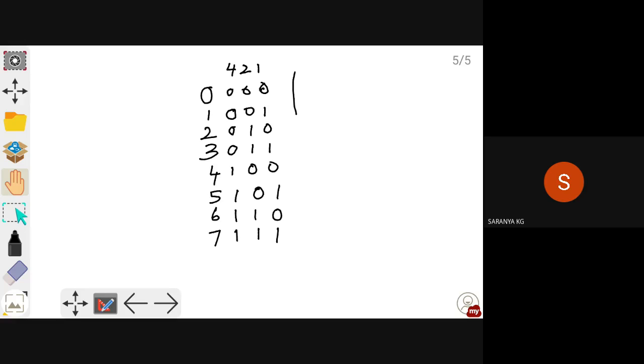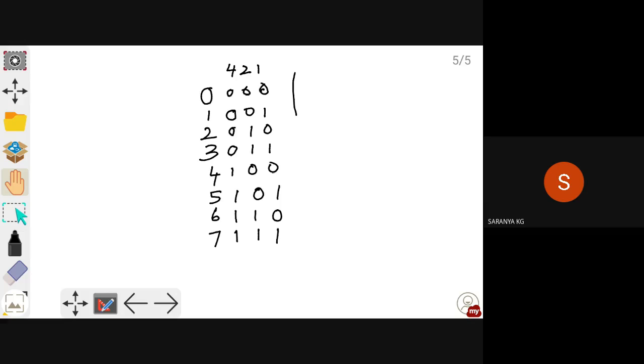If you practice, then automatically you will be writing 0, 0, 0, 0, 0, 1, 0, 1, 0, 0, 1, 1, 100, 101, 110, 111. You need not write 4, 2, 1 and then find all these things. By practice, automatically you will be writing all these things. So you have to write only in this order.